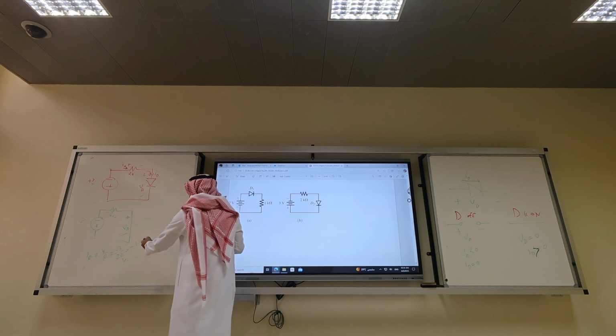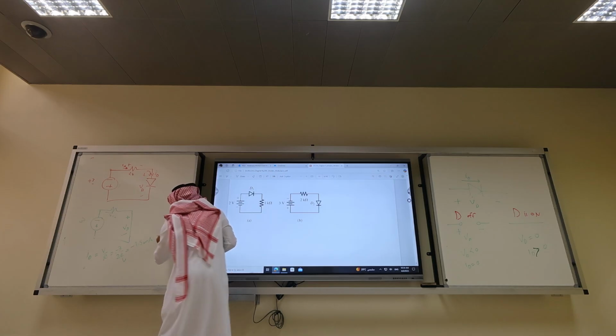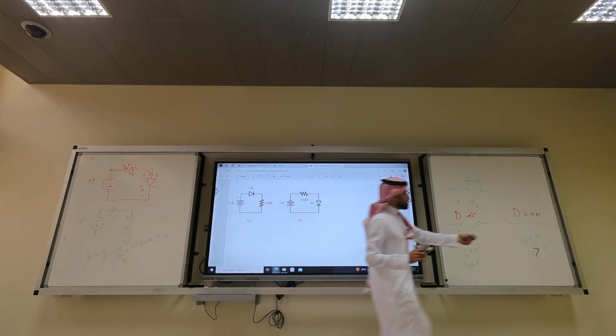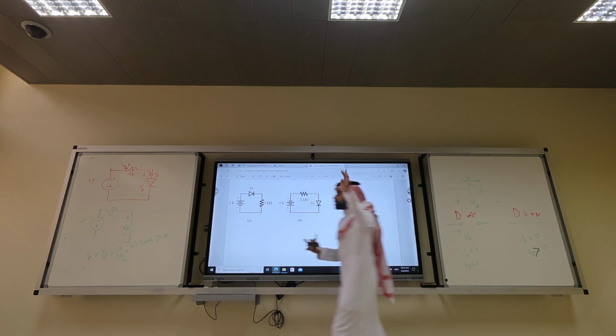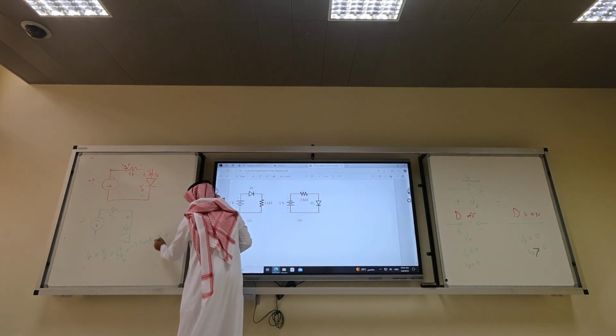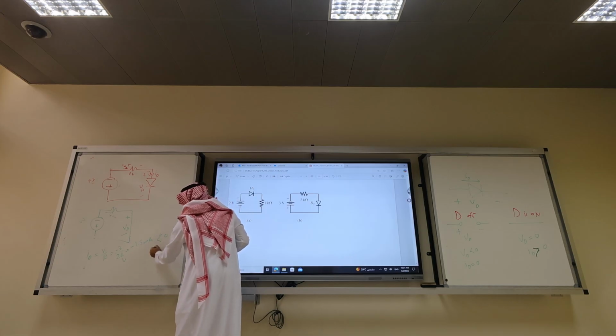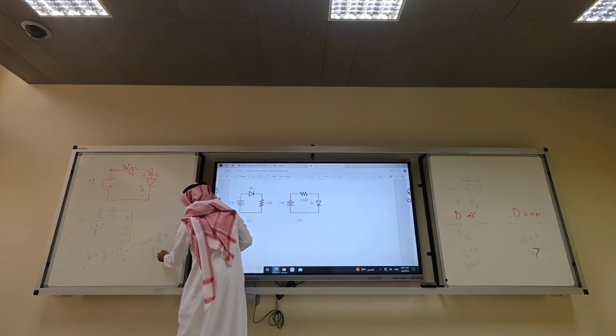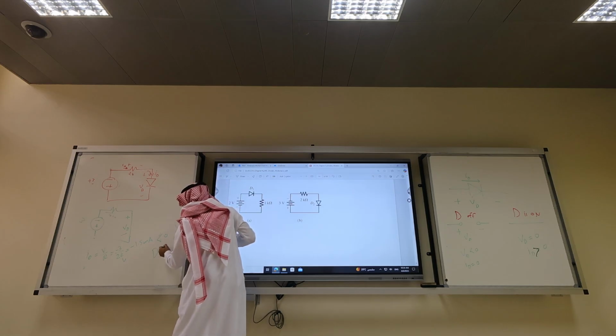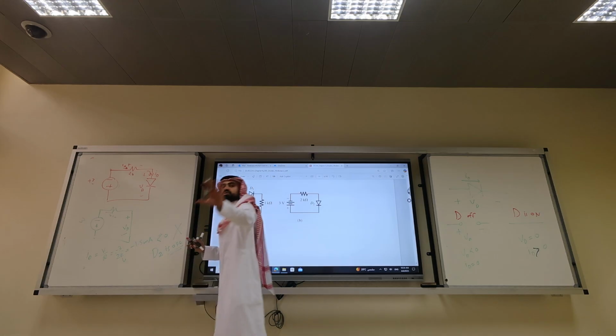Okay. Is ID greater than 0? No, it is less than 0. One condition failed. So here we have failed. So D2 is off. Our assumption is wrong.